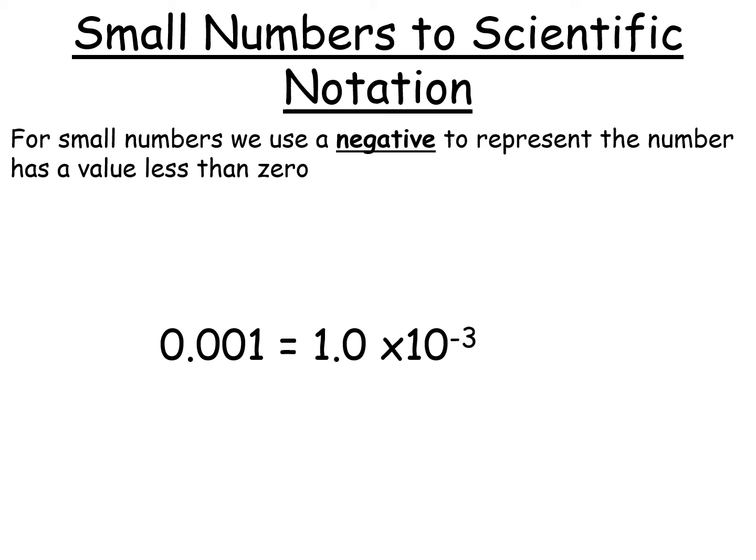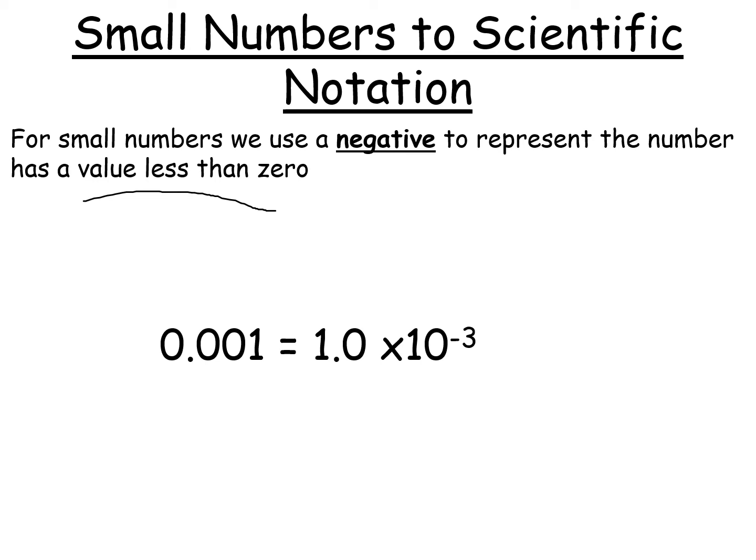Okay, so for small numbers, we use a negative to represent the number has a value less than 0. So for small numbers, it will always be point something, something, something, something. Okay, so let's do this example. How do we write 0.001 as standard form, which is 1.0 times 10 to the minus 3? So notice we've got the minus 3 there to tell you that this is a small number less than 0.